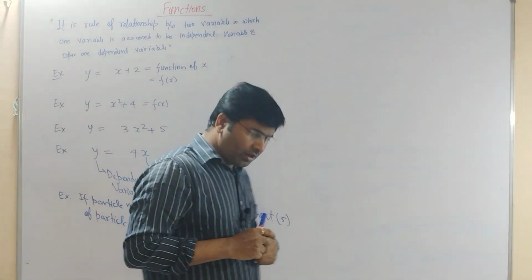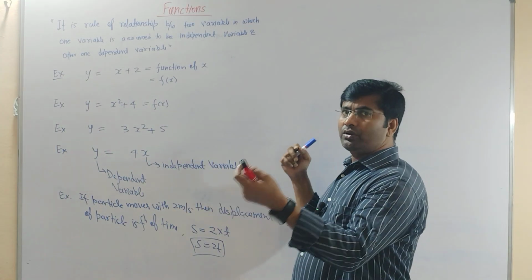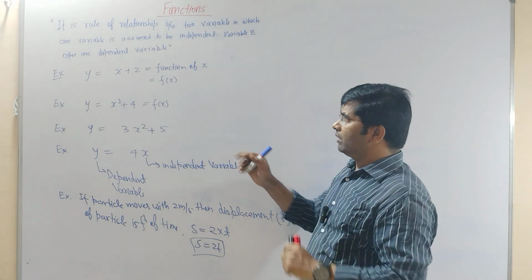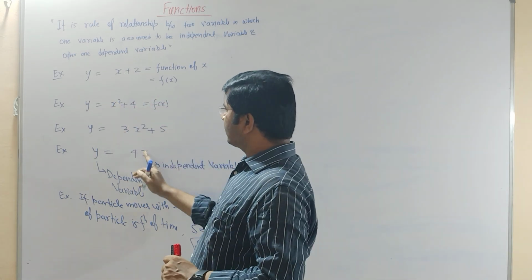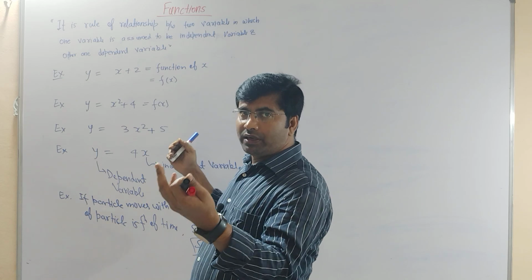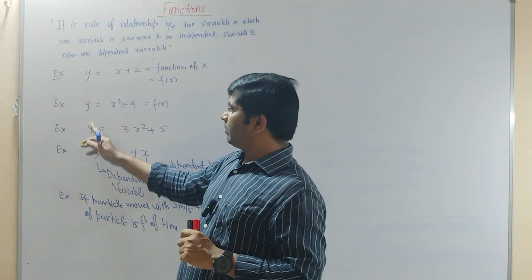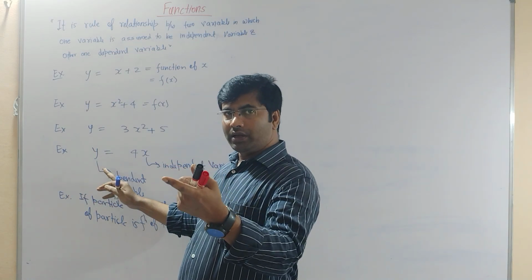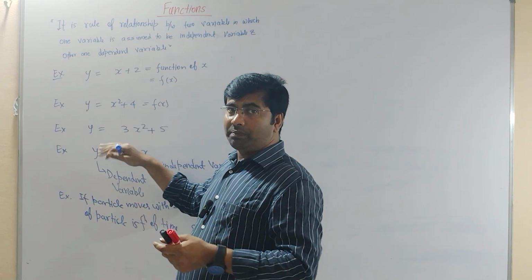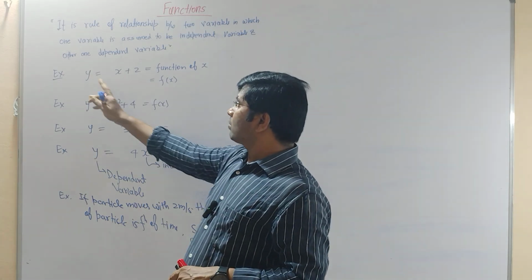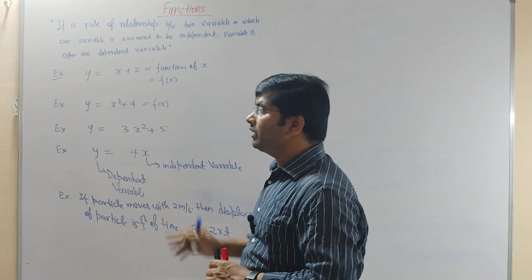So what is a function? It is a rule of relationship between two variables. Of the two variables, one will be independent, like x, here all x is independent. Independent means you can put any value of x. This one is the dependent variable. This dependent variable is a variable, but it depends upon the independent variable x. That's why we are calling it the dependent variable.